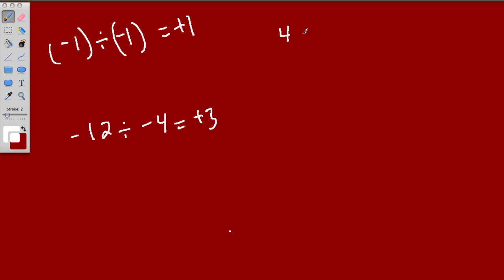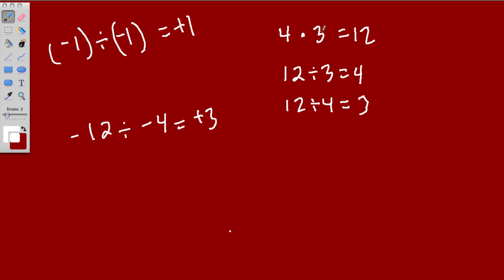If I took 4 and I multiplied it by 3, I'd get 12. Okay, what does that mean? Well, that means if I took 12 and I divided it by 3, I would get 4. And if I took 12 divided by 4, I would get 3. So multiply these numbers and then divide the product by either factor and get back to one or the other. That's what we're doing here.